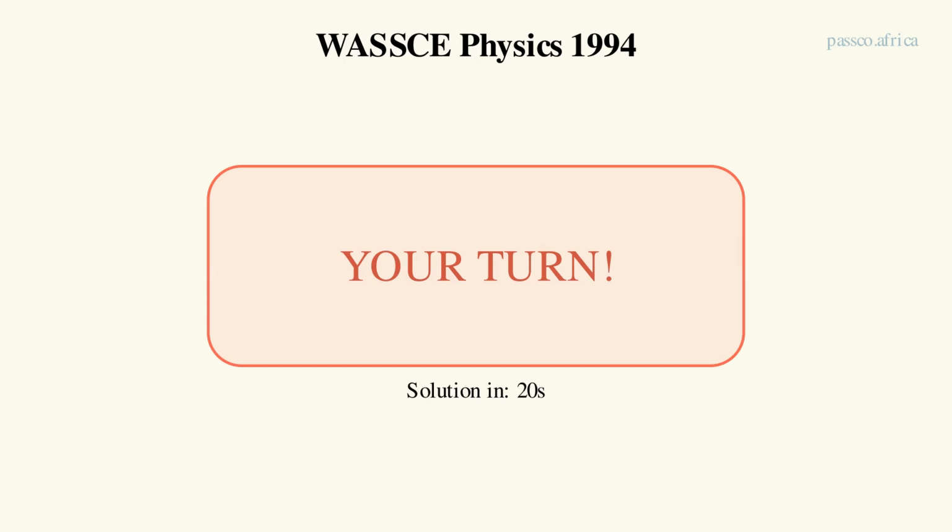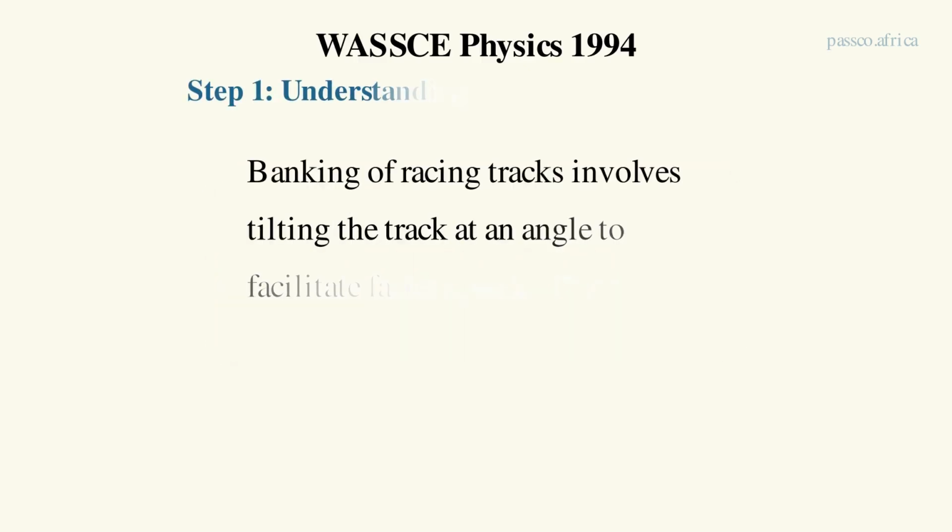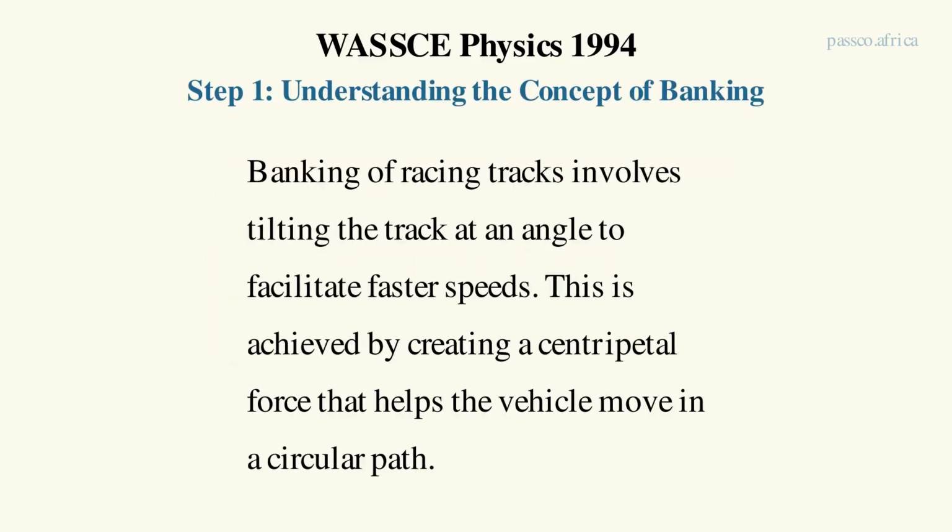Step 1. Understanding the concept of banking. Banking of racing tracks involves tilting the track at an angle to facilitate faster speeds. This is achieved by creating a centripetal force that helps the vehicle move in a circular path.